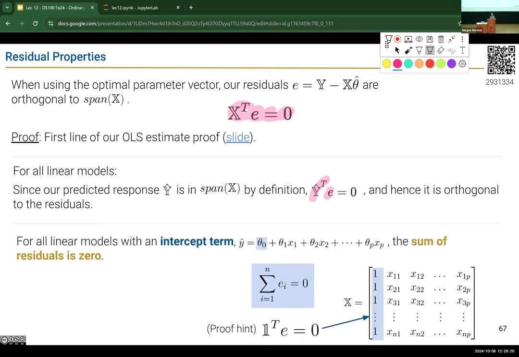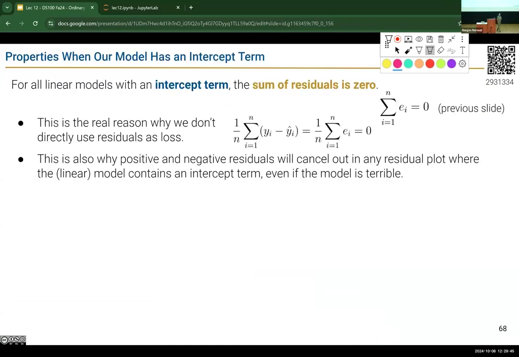You will also prove in the homework that the summation of the residuals is equal to 0. Because the residual is orthogonal to each one of the columns, it is also orthogonal to the column of all ones. And if you write it out, this gives you that the summation of the residual values is equal to 0. I'm going to leave you with this fact: because the summation of the residuals is equal to 0 when there is a bias term, that's why we didn't use the residuals directly as our objective function. We always calculated the absolute value and also the squares of the residuals.